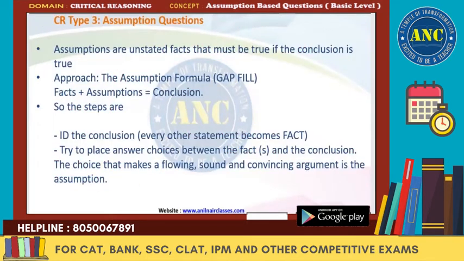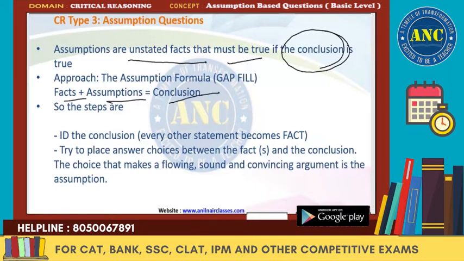Type 3, assumption questions. Your assumptions are all unstated facts, and hence they must be true if the conclusion is true. So what will be the formula when you have facts associated with assumptions? It will turn to be a conclusion. So what will your steps be? You have to identify the conclusion, make sure every other statement becomes a fact. Then try to place answer choices between the facts and the conclusion. And the choice that makes a flowing, sound, convincing argument will become your assumption.